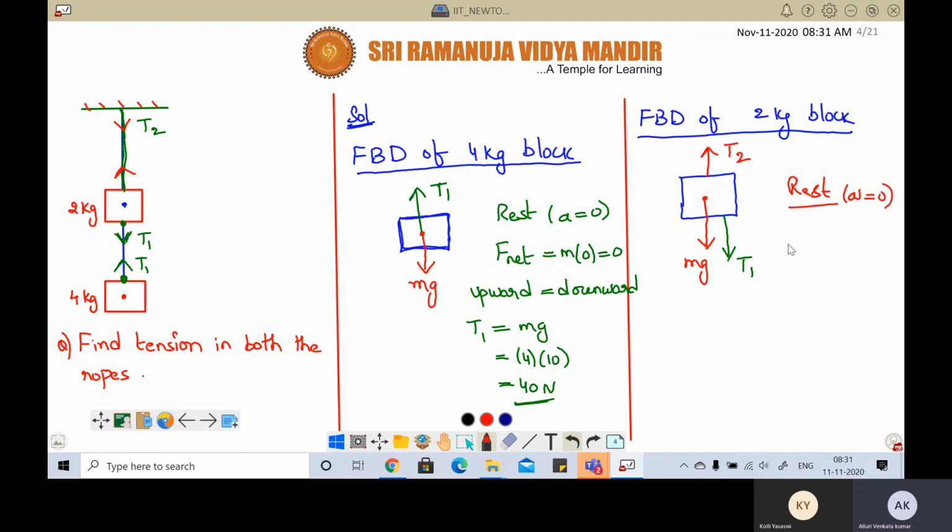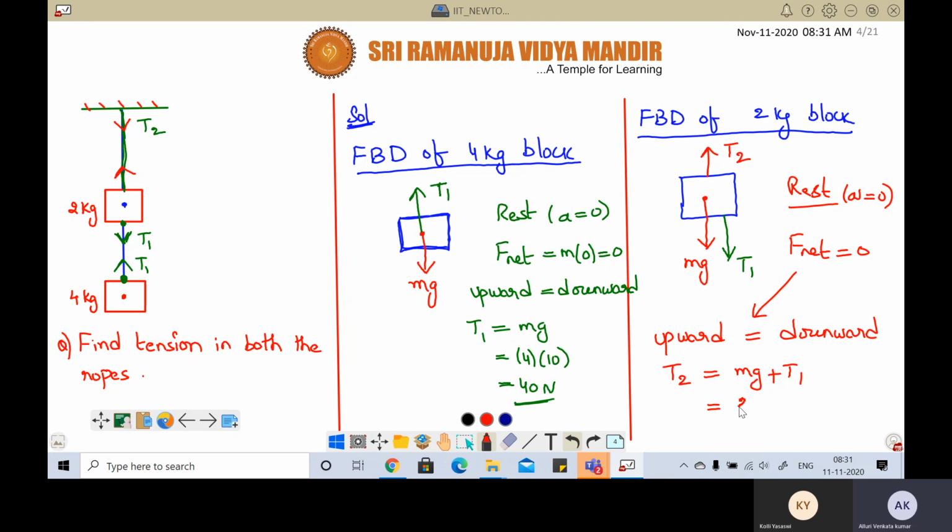Acceleration is 0. So F net is equal to what? 0. F net is 0 means what? Upward force must be equal to the downward force. Upward, how many forces are there? Only one, sir. T2. T2 equals mg plus mg plus T1.